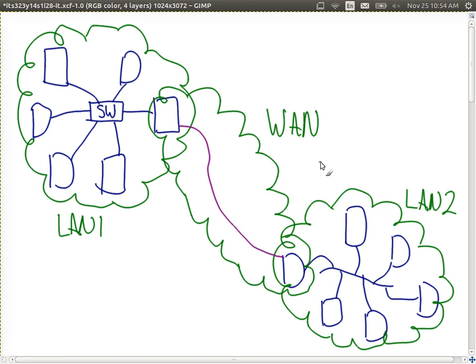Note that there are two devices which are part of two networks. This one here, and the two ones connected to the WAN in this case. So there are two special devices in this example. And they'll have a special role of really connecting one network to another.